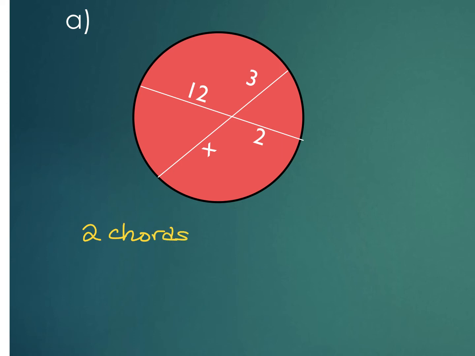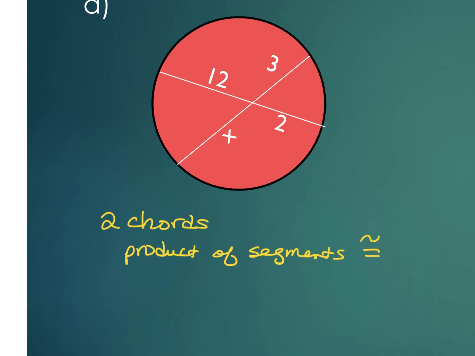And when two chords intersect, the products of their segments are congruent. So for example, I have this chord here, which is split into this segment, made up of 12, and then I have 2. So for this one, I'm going to do 2 times 12, which is equal to the other chord's segments.